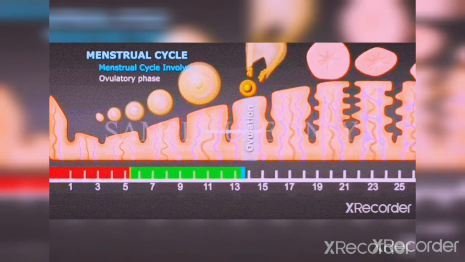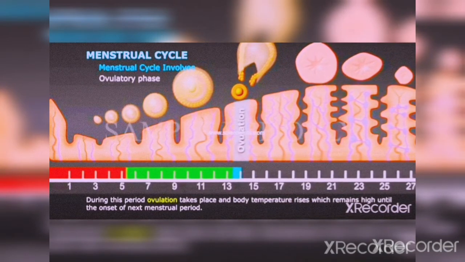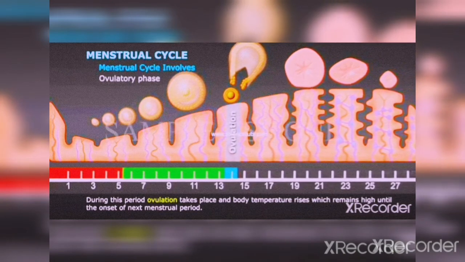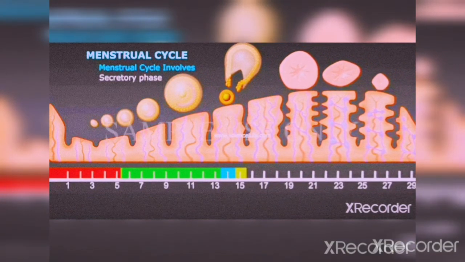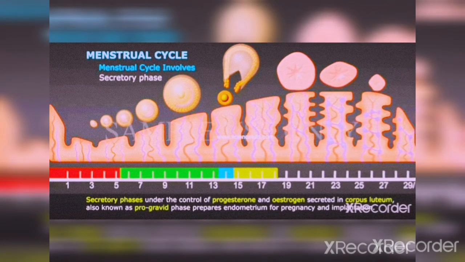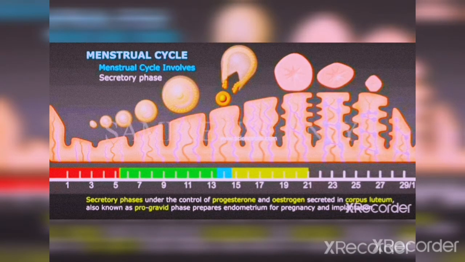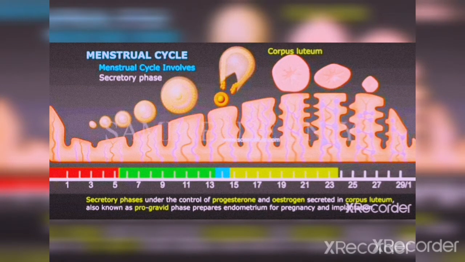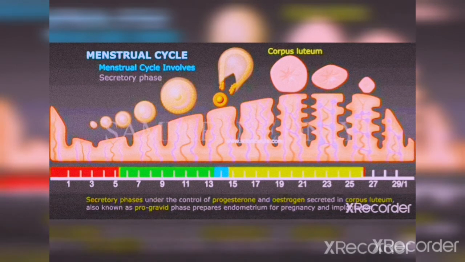Ovulatory phase. During this period, ovulation takes place and body temperature rises, which remains high until the onset of the next menstrual period. Secretory phase. The secretory phase is under the control of progesterone and estrogen secreted by the corpus luteum, also known as the progravid phase, and prepares the endometrium for pregnancy and implantation.